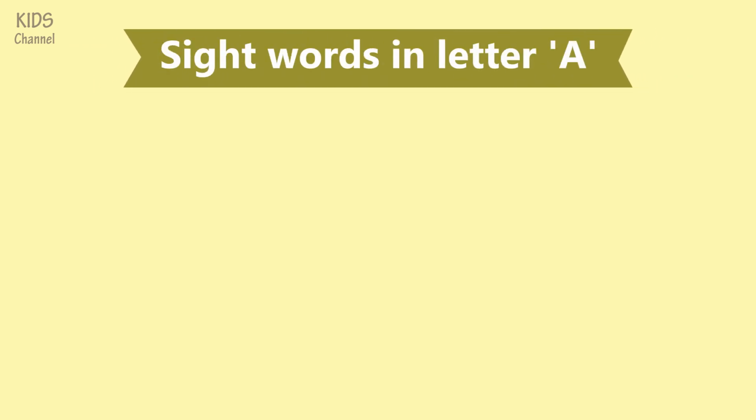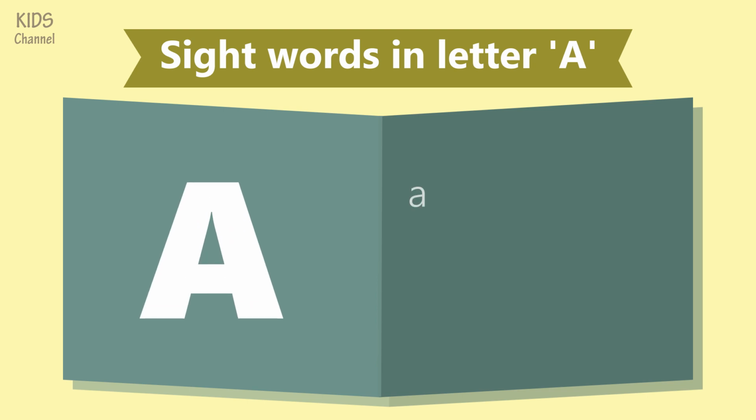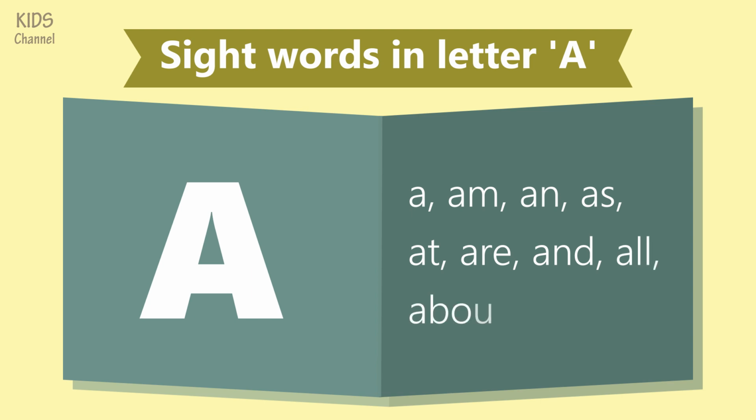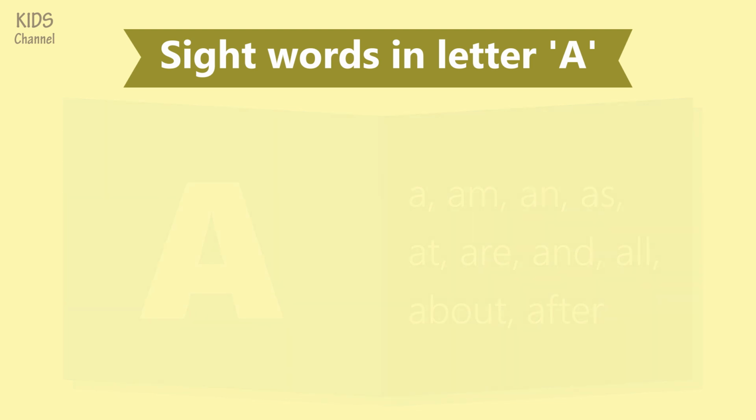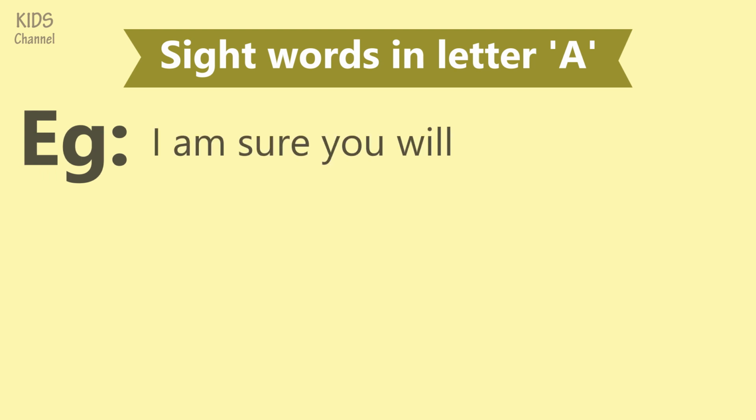Sight words in letter A: am, an, as, at, are, and, all, about, after. With few examples, we'll identify the sight words in letter A. Example 1. I'm sure you will do well. Here, am is a sight word in letter A.